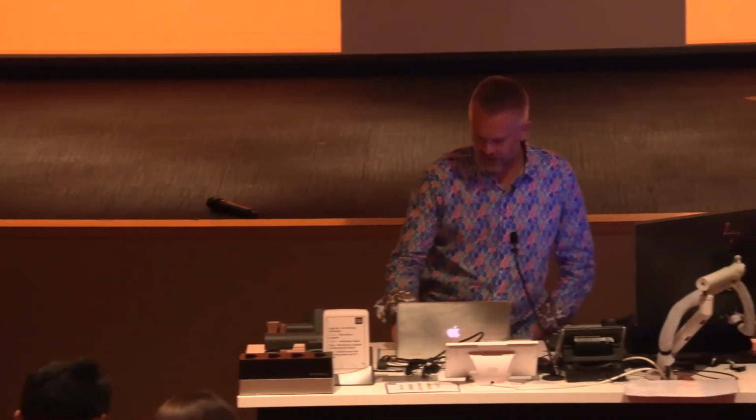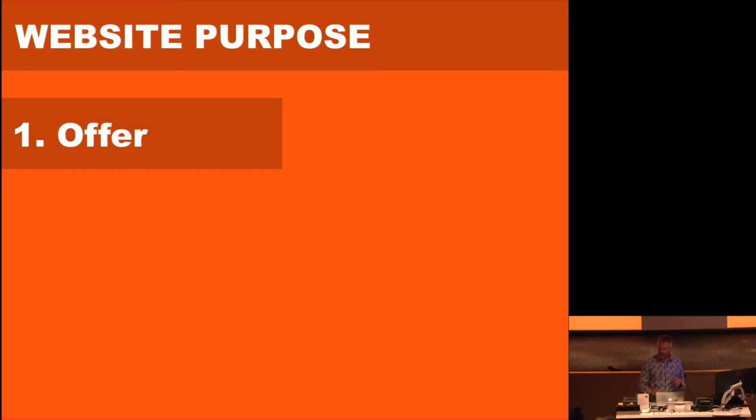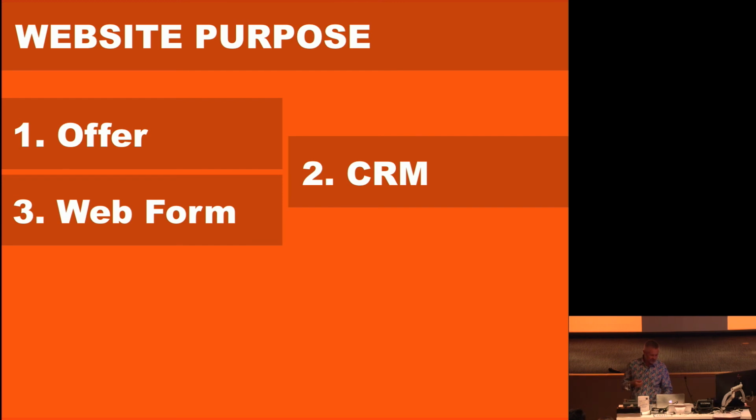So just to summarise: website purpose, get the email address. You need to think of an offer. If you haven't done this yet, or you've already got it, just start thinking about it again. What is your offer? Get a CRM. Go and do that tonight.